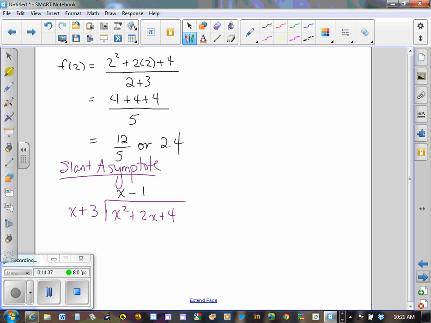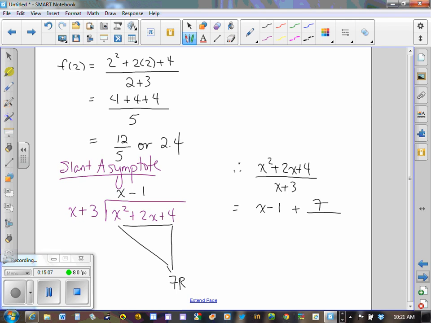And if we were to complete the long division process, just fill all that in, you'd end up with 7 as a remainder. So what that means is that therefore the quotient of x squared plus 2x plus 4 divided by x plus 3 would be equal to x minus 1 plus that little fraction of the divisor left over, which is 7 over x plus 3.